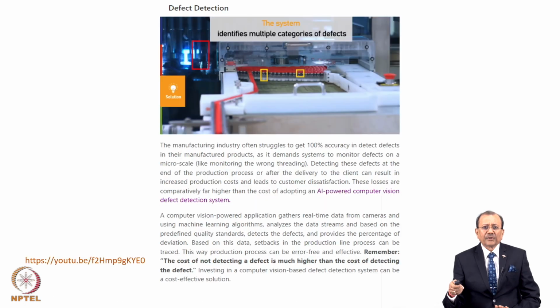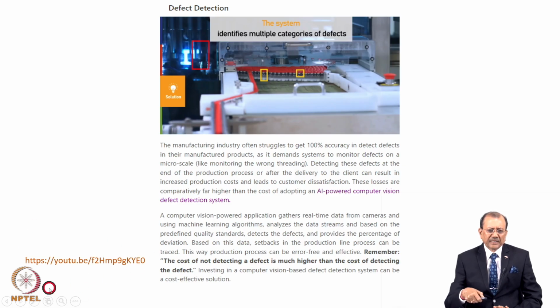This is another example of defect detection, where computer vision, as we have seen in the case of BMW, or AI technologies are being deployed to identify defects in the parts or in the machine. And the video I have attached here, you can see this in action, how this is being done. Just play this video and try to get a little more information about this.